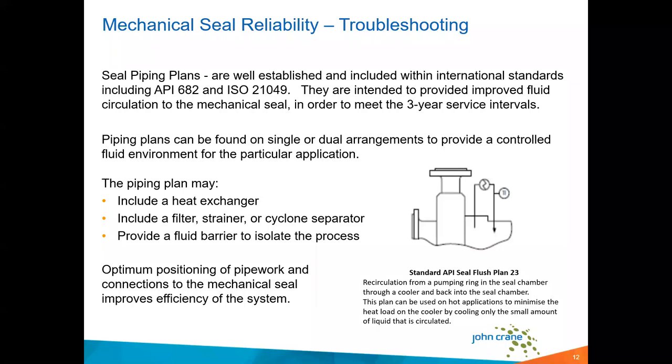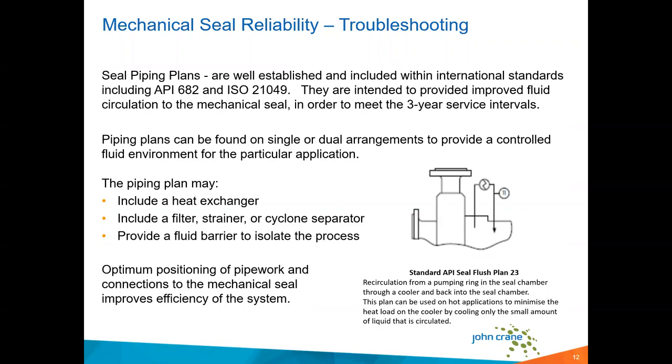So we look at piping plans on both single and dual seal arrangements, and the purpose of any piping plan is to provide a controlled fluid environment for the application. Some plans include heat exchangers to remove heat generated by the seal, and then that cooled fluid is supplied back into the seal. So this is all about controlling. We talked about phase change, so reducing the temperature in the seal chamber actually helps reduce the volatility. This is one way we can approach it. We can look at increasing pressure, or we can reduce temperature to decrease the potential for that fluid to vaporize and change phase.